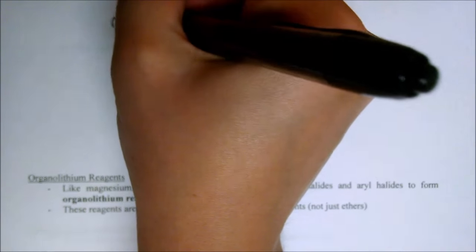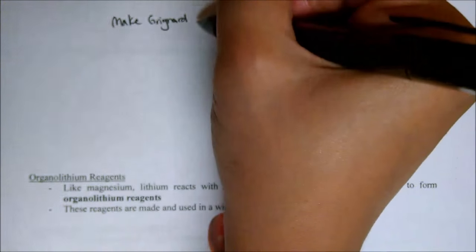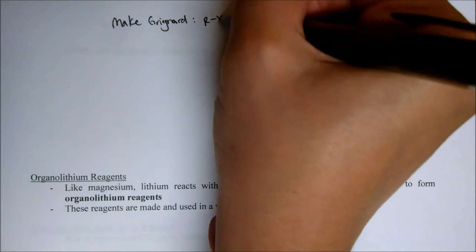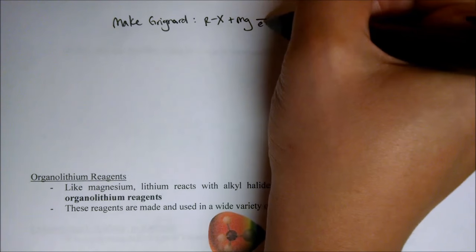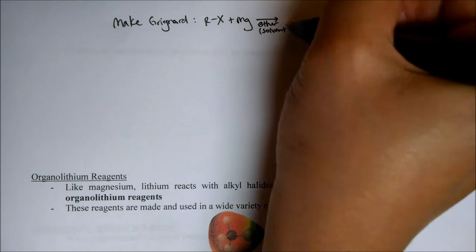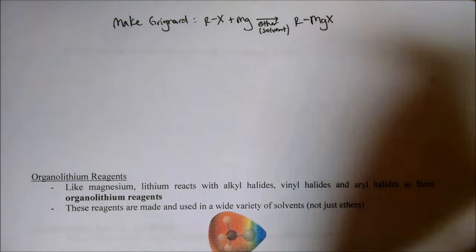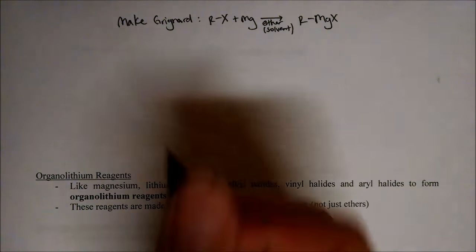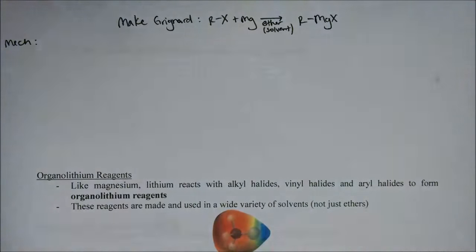All right, so how do we make our Grignard? Again, we need our alkyl halide, and we just throw in magnesium. Yes, we have ether as our solvent. Ether doesn't do anything, he just sits there and stabilizes everything. And in the end, we get our Grignard, which looks like this: RMgX.